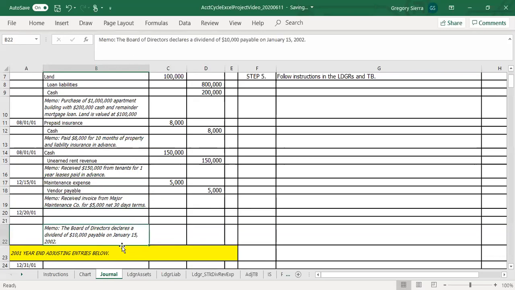And then we declare a dividend of 10,000. So that account is dividends, period. Not dividends expense, just dividends. Dividends are never an expense. And they're payable on January 15th. So we owe something but haven't paid it, in particular dividends, equals 10,000.